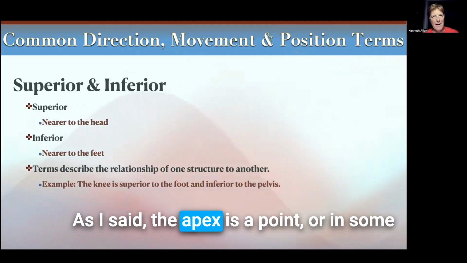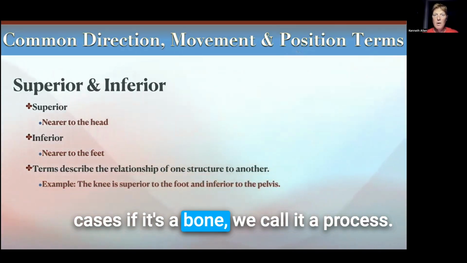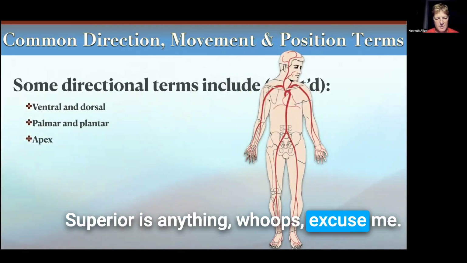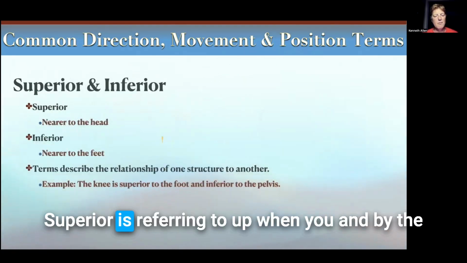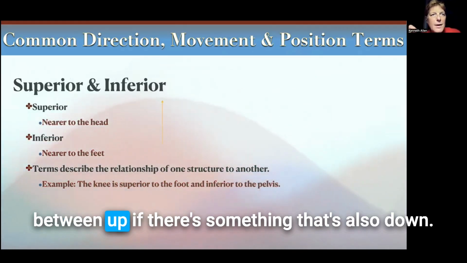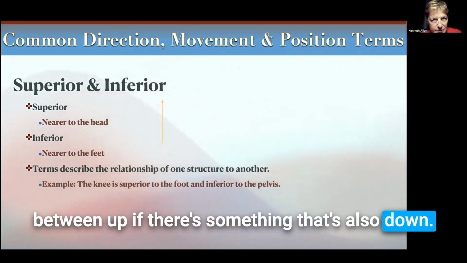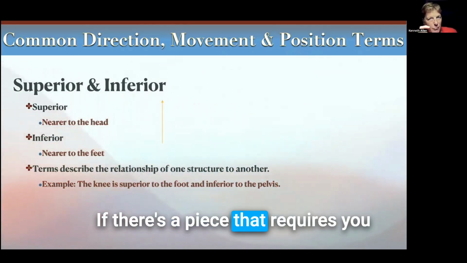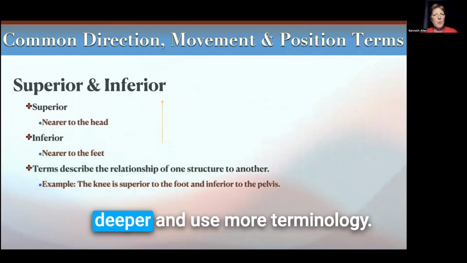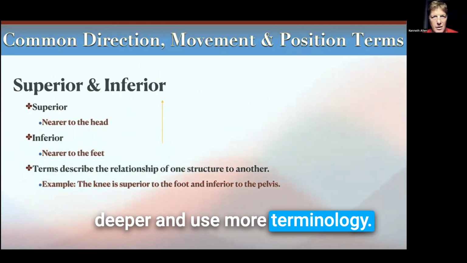As I said, the apex is a point, or in some cases, if it's a bone, we call it a process. Superior is anything superior is referring to up. And by the way, you only have to distinguish between up if there's something that's also down. If there's a piece that requires you to delineate it, then you have to dig deeper and use more terminology.